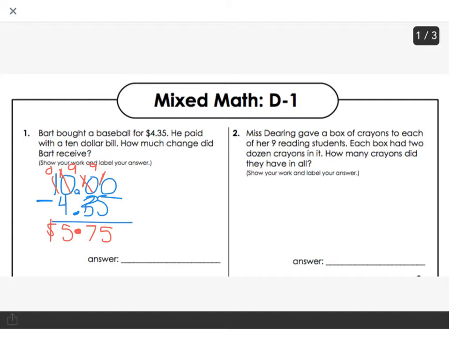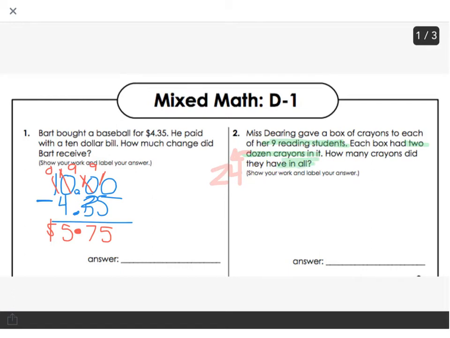Question 2. Miss Deering gave a box of crayons to each of her 9 reading students. Each box had 2 dozen crayons in it. How many crayons did they have in all? So I'm going to go highlight the things that I think are important. So she has 9 reading students, and each box had 2 dozen crayons. 1 dozen is 12, so 2 dozen is 24. So Miss Deering gave each of her 9 students 24 crayons. How many crayons did they have in all?